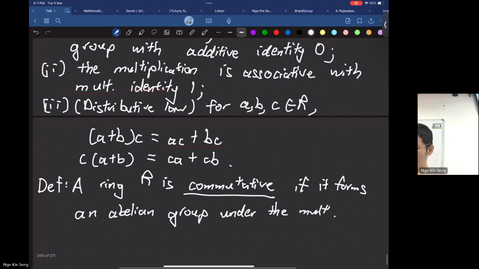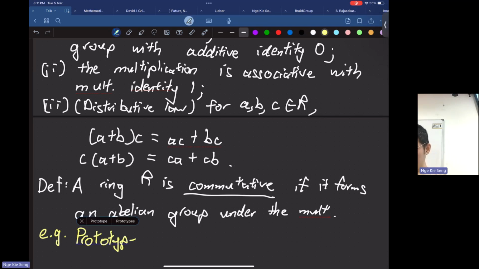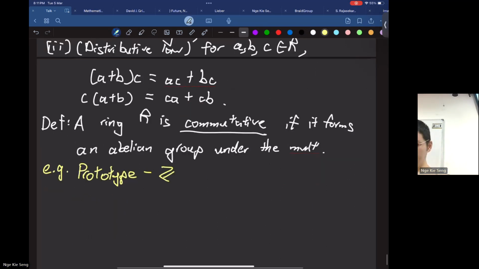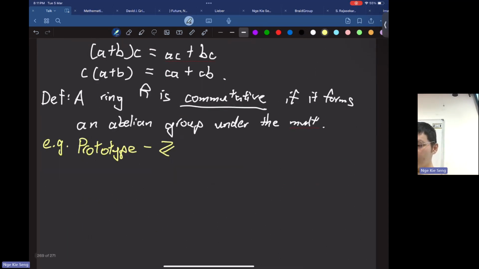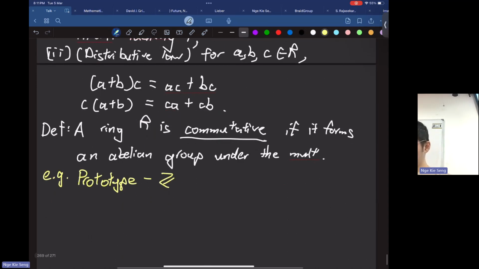Okay. So the prototype example here, you should imagine, is the integers. The integers are a ring. It's a ring. Okay, and so let's go to a very interesting definition here.